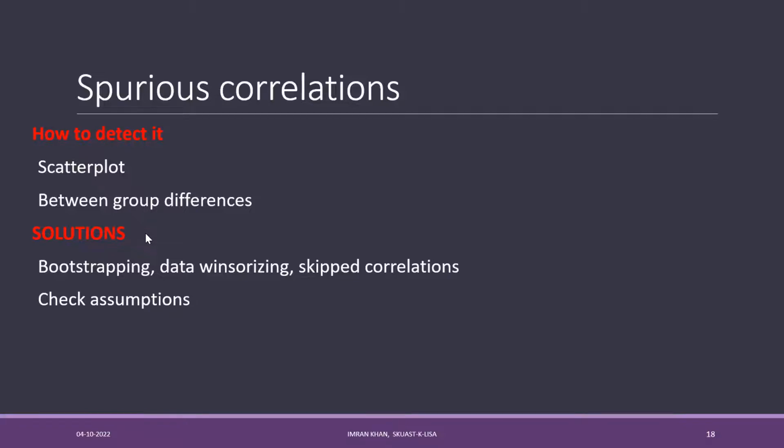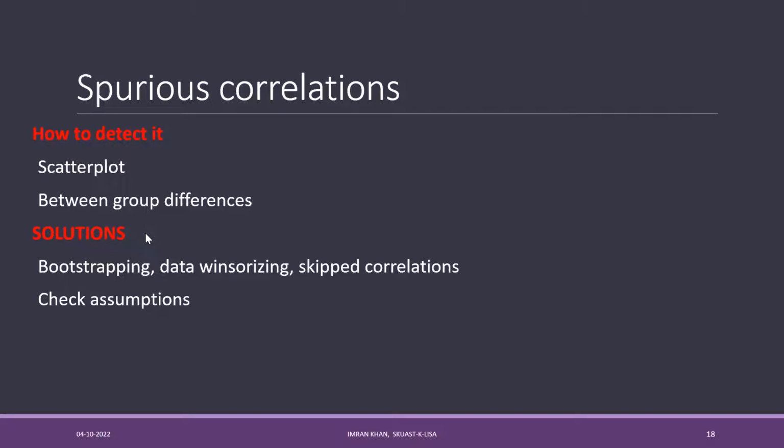Now, how to detect it? Reviewers should pay particular attention to reported correlations that are not accompanied by a scatter plot. A scatter plot is a beautiful thing if one attaches it along with the correlation coefficients in their research papers. It gives a clear picture whether the correlation is real or spurious. In addition, reviewers need to make sure that between-group differences are taken into account if data are pooled.